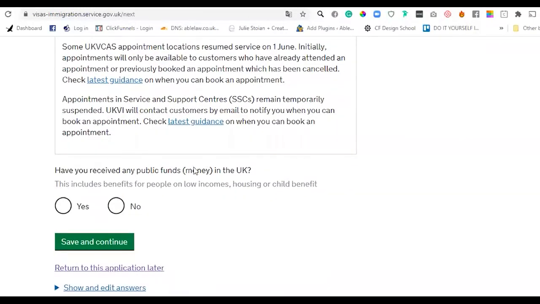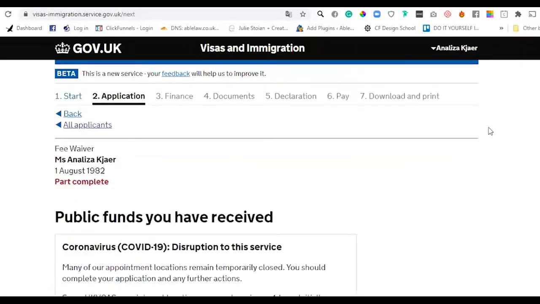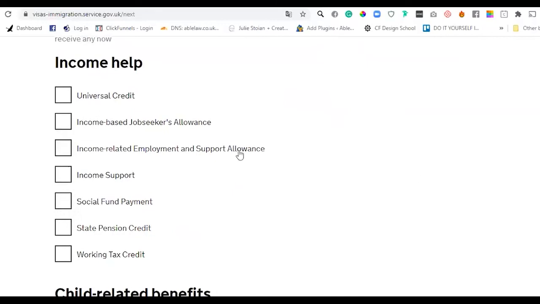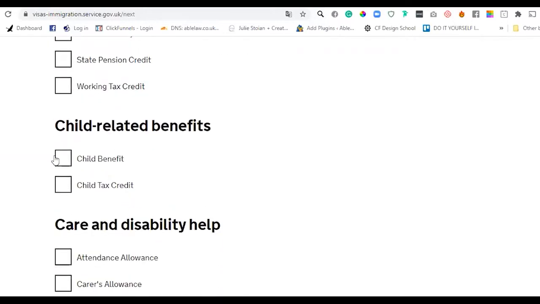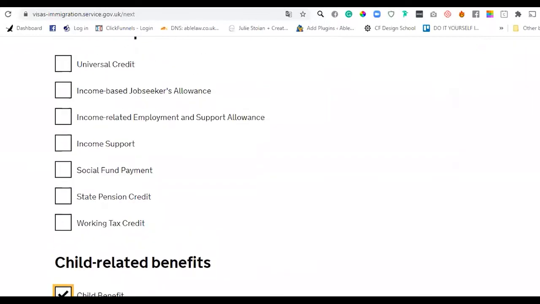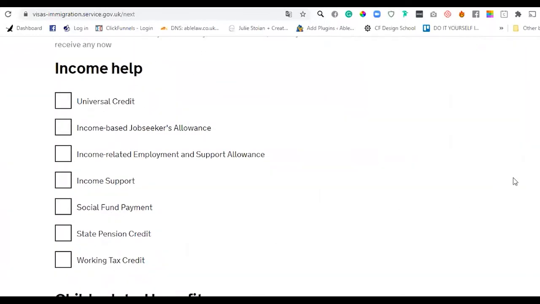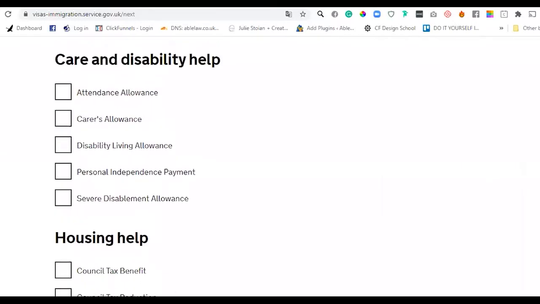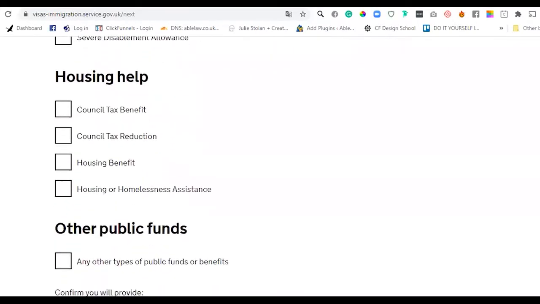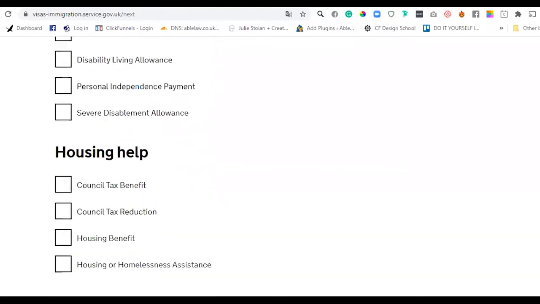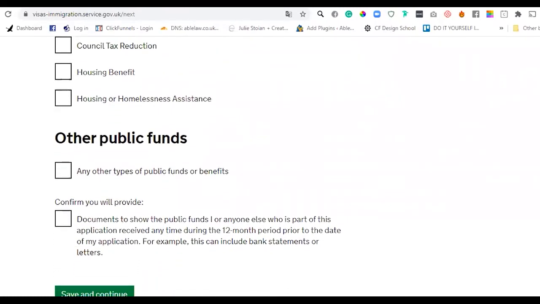And then public funds. Have you received any public funds in the UK? Do I say yes to this one? Let's say yes. Oh, it doesn't even include the child benefit here. Oh, here it is. Child benefit. If you are in receipt of any of these benefits, then you need to tick them. Tick what applies. I think that's all I'm going to tick. And any other types of public benefits. Confirm you'll provide, okay, I'm going to provide.